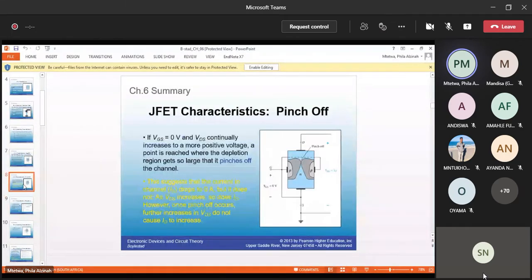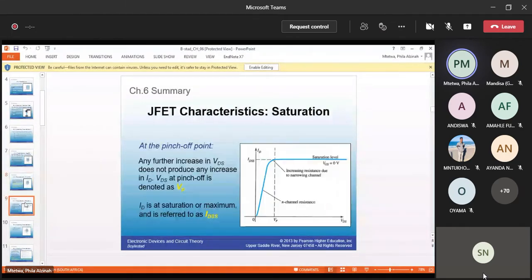At pinch-off voltage, any further increase in VDS does not produce any increase in ID. VDS at pinch-off is denoted as VP. So VDS, your drain-source voltage, is denoted as the pinch-off voltage, because that's where saturation is. You're no longer getting an increase in your ID because the passage has been obstructed. ID at saturation, or the maximum ID possible in your circuit, is referred to as IDSS.